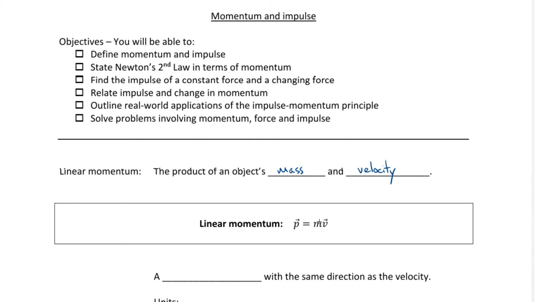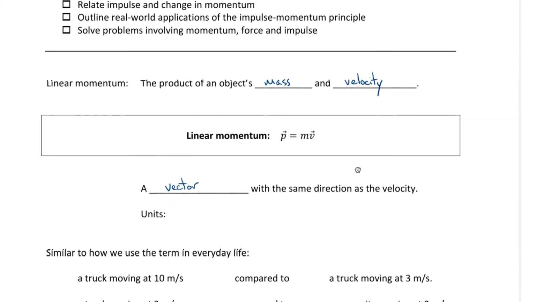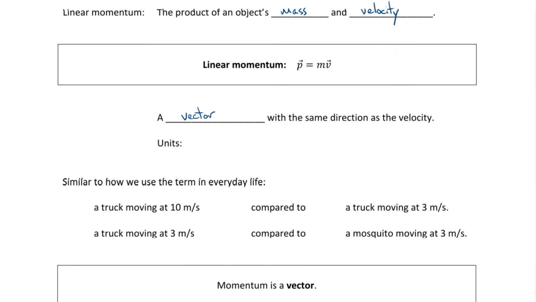And because we're multiplying a scalar, mass, by a vector, velocity, we get another vector. So linear momentum is itself a vector, and it keeps the direction of the velocity. So it's a vector with the same direction as the velocity. And its units are kilograms, coming from the mass here, times meters per second, coming from the velocity here. So units of linear momentum, kilogram meters per second.